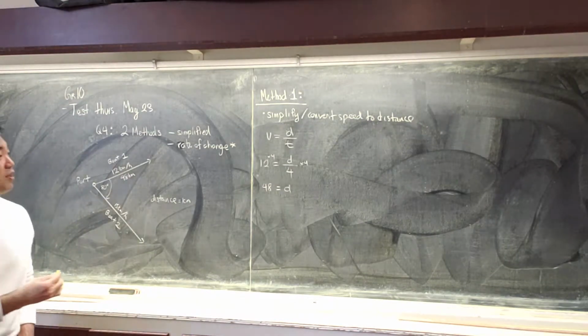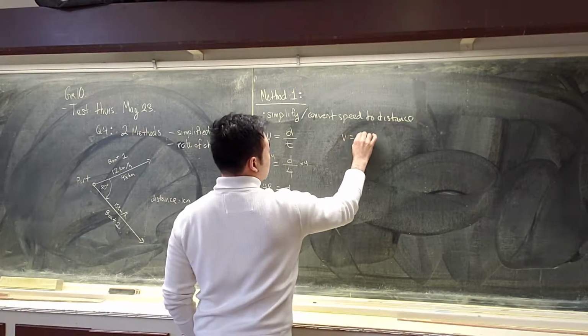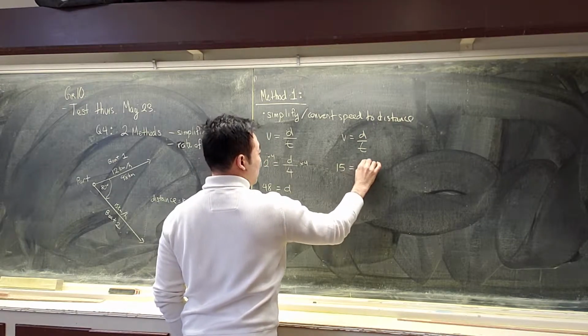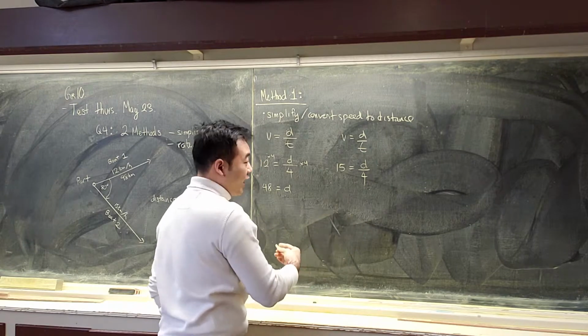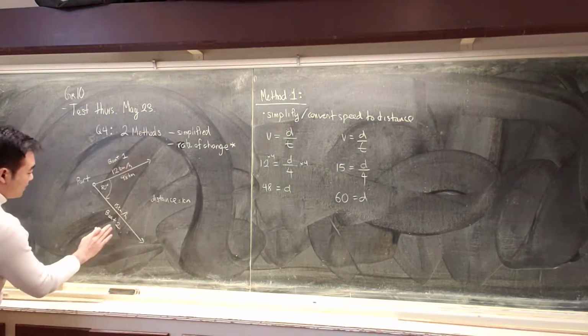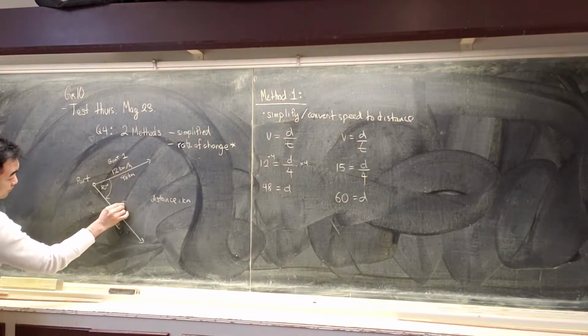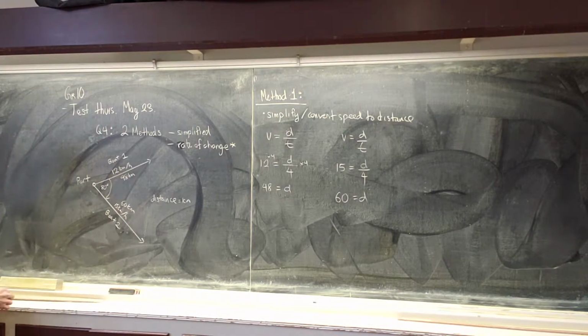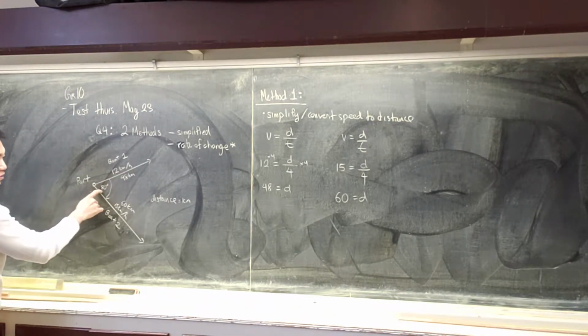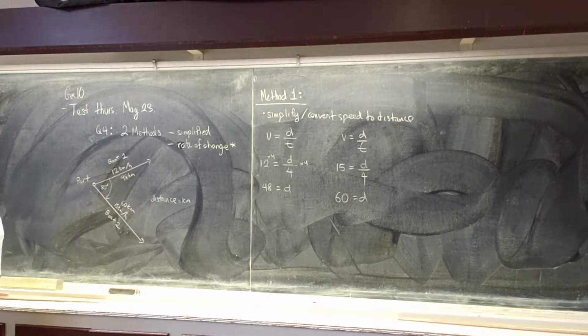Do the exact same thing for the second one. V is equal to d over t. If I have 15 kilometers per hour and I travel for 4 hours, multiplying both sides by 4, I have 60. And all of a sudden we have distance, angle, distance: side, angle, side. Cosine law. Then you can do cosine. Exactly. So just plug it in.